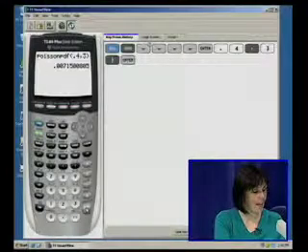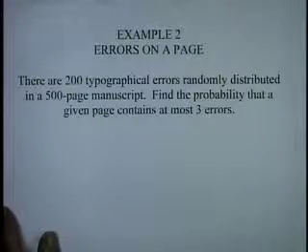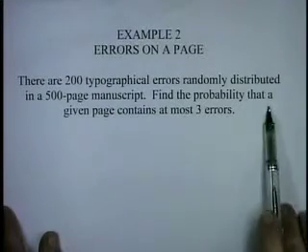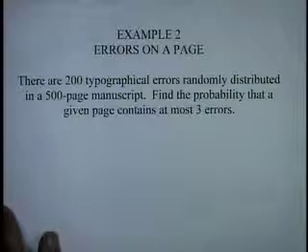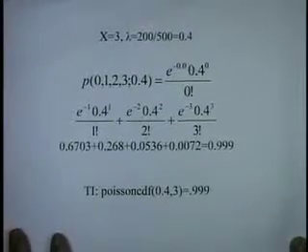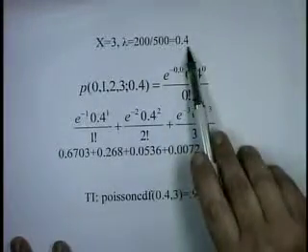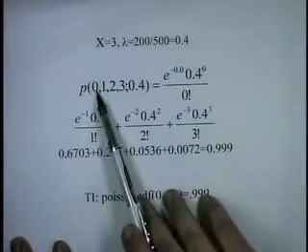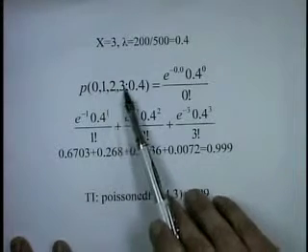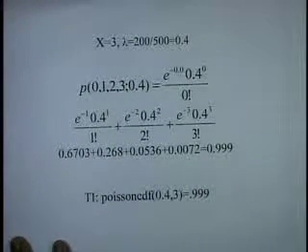Now let's go back and look at another example. This one is similar, but let's assume I'm looking at the same kind of manuscript, but this time I want to find the probability that a given page contains at most 3 errors. So how do you do this at most problem? Let's go to the formula. When you have at most 3 errors, that means X equals 3, lambda equals 0.4 as before, but we're talking about 0 errors in a page, 1 error, 2 errors, and 3 errors. So I'm supposed to add those up.